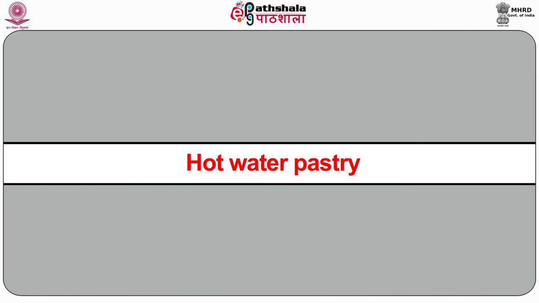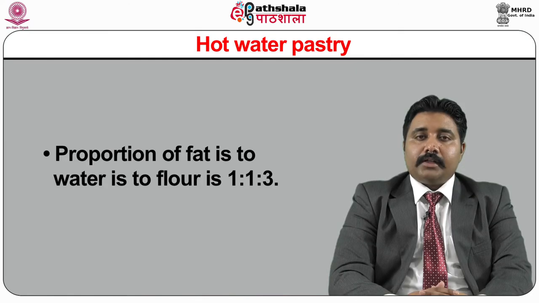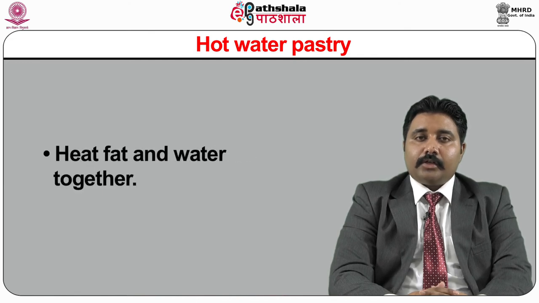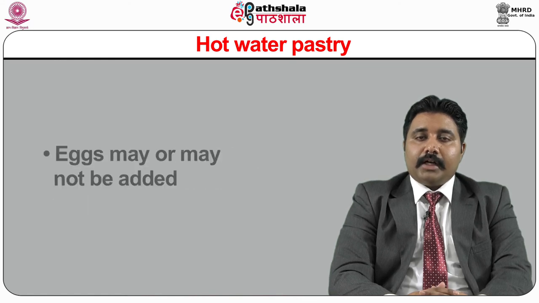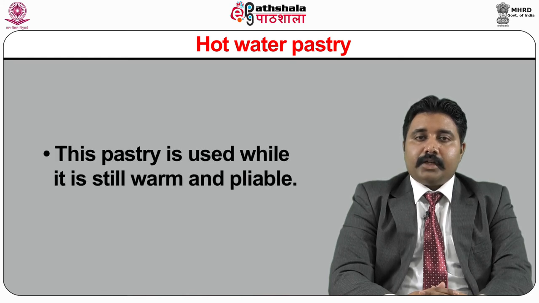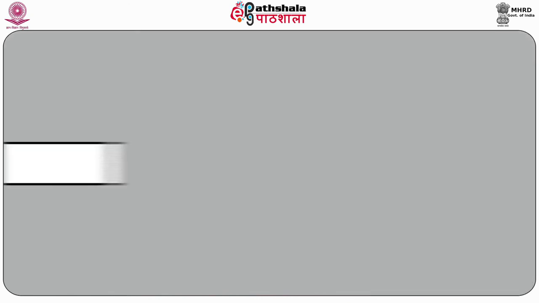Hot water pastry. The proportion of fat to water to flour is 1:1:3. Heat fat and water together. Add this immediately to the flour and knead to a soft dough. Eggs may or may not be added. This pastry is used while it is still warm and pliable.